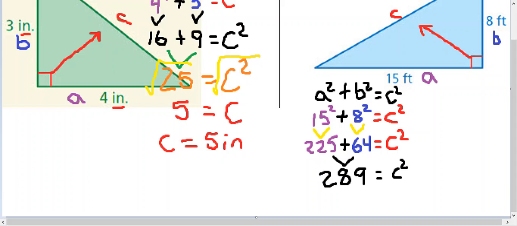But I'm not done yet. I have to figure out what c is, not c squared. So to get rid of that squared, I have to do the square root. And the square root of 289 is 17. So that means c equals 17, or 17 feet, because the other two, a and b, were both feet.